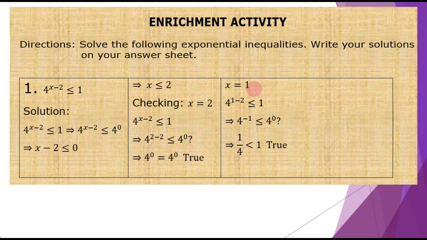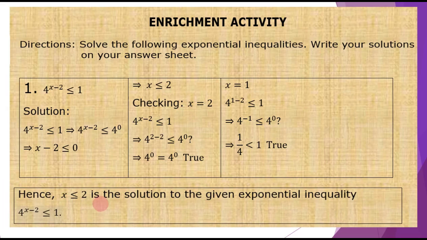Now, let's choose a value of x less than 2. In this case, x equals 1. So we have 1/4 is less than 1. Is it true? Yes, it's a true statement. So therefore, after the checking, we end up with the solution to this exponential inequality to be x is less than or equal to 2.